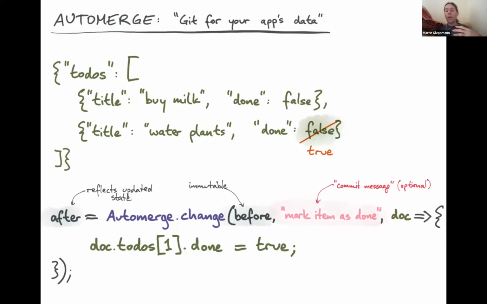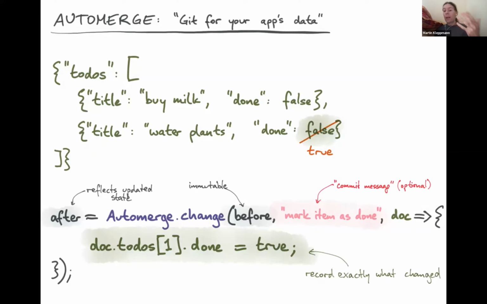Within this callback, I can now perform arbitrary modifications to the JSON document. I can also attach a human-readable message to it if you want. Think of it like a git commit message: it is just a human-readable description of the change that was made, but that's optional. Inside this callback, you get a mutable version of the document, and you can change it in whatever way you like. In this case, indexing into the to-dos array and setting the done field to true for that to-do item.